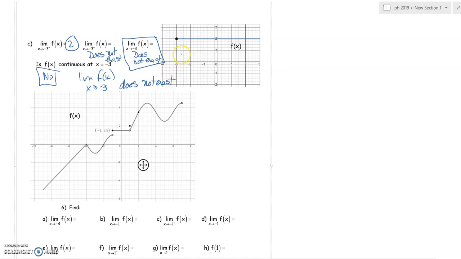So in order for a limit to exist, the right and the left-hand limits must both exist and be the same. As far as continuity goes, the function is continuous at x equals -3 only if the right-hand limit as x approaches -3 and the left-hand limit as x approaches -3 are the same, and also f of -3 is that same number, which is not the case here. So f of x is not continuous at x equals -3.